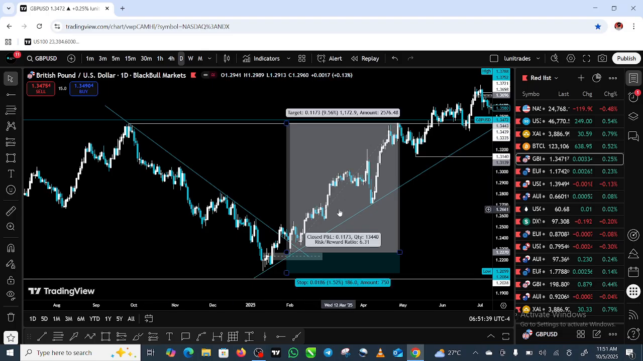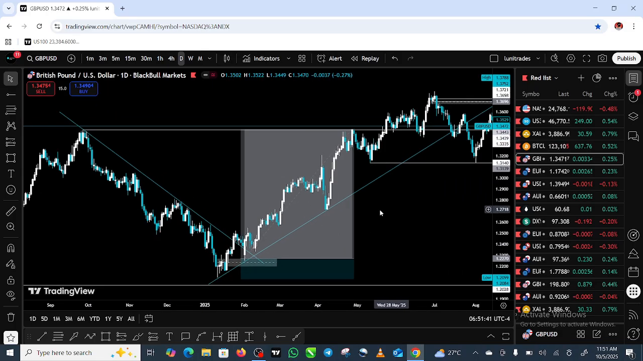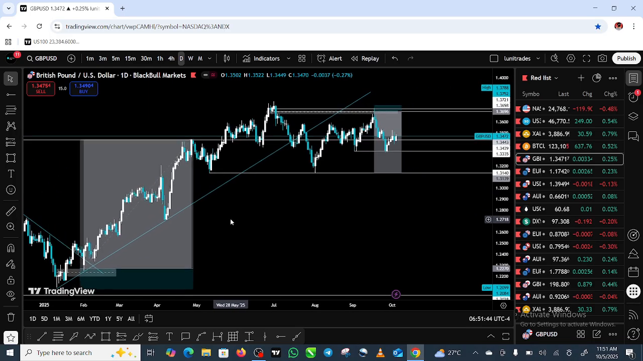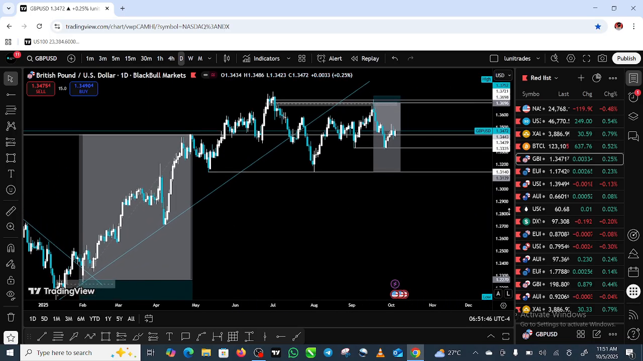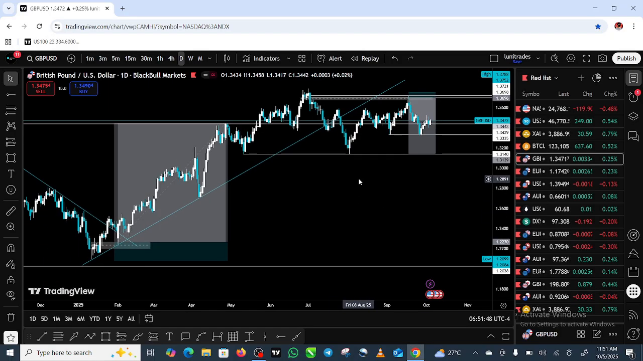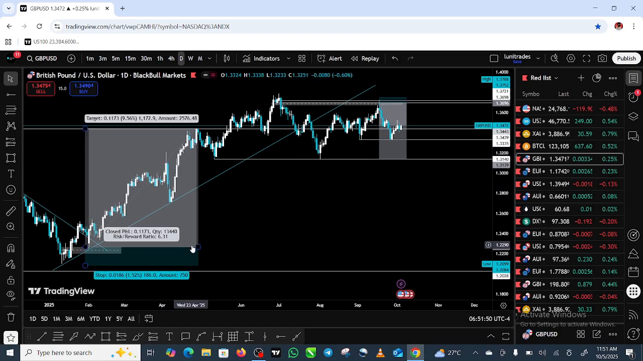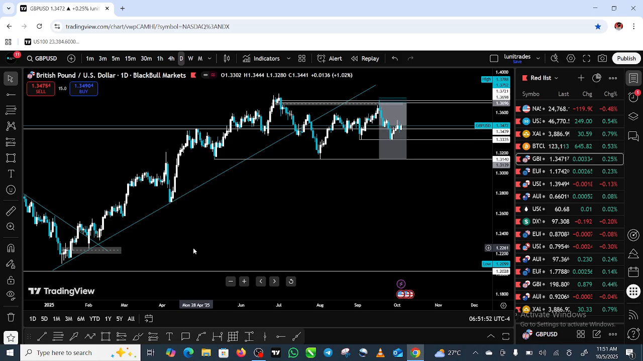But OTE and unicorn. Now let me show you another, the recent one that we're trading. So as you can see now, the same thing applies to what I said here. Let me delete this so we can have a clean shot.